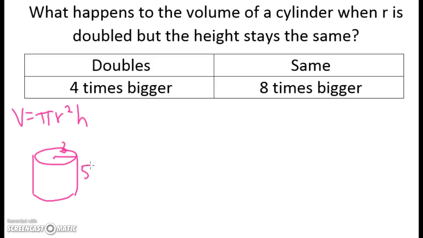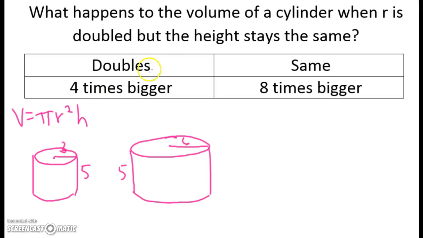All right, and then I have another cylinder, and it says the radius is going to be doubled. So now, instead of the radius being 3, now the radius is 6, but the height stays the same. So the height is still 5. And I want to know what happens to the volume. So if you just calculate both volumes, you'll know exactly what happens to the volume.